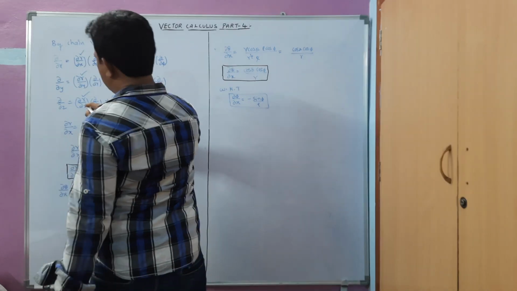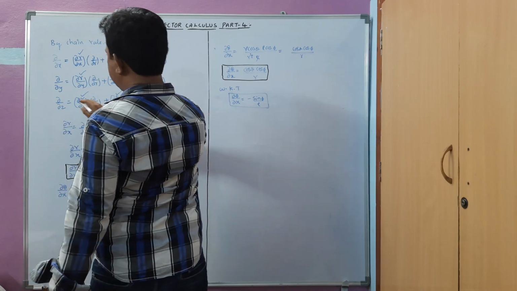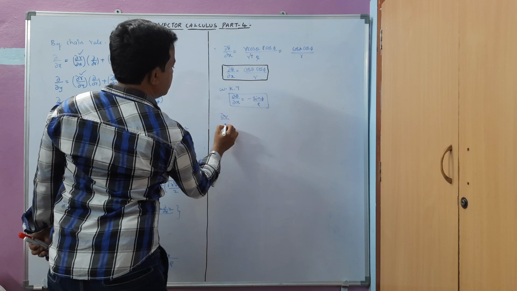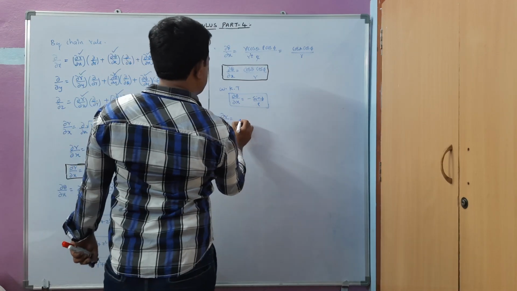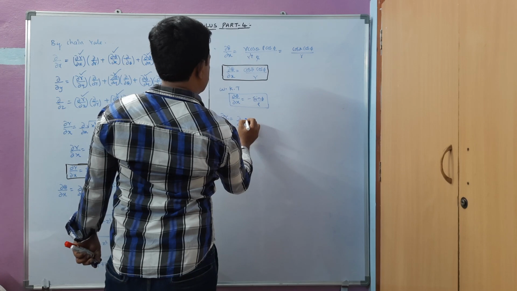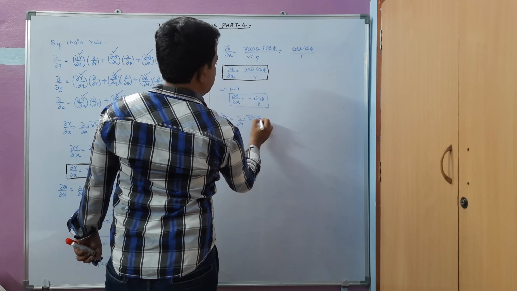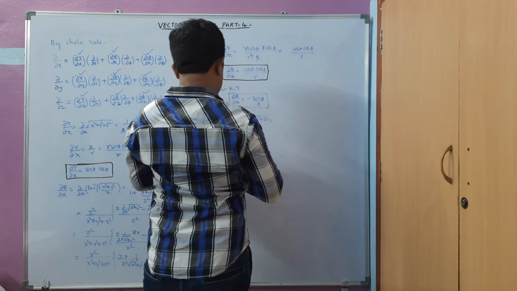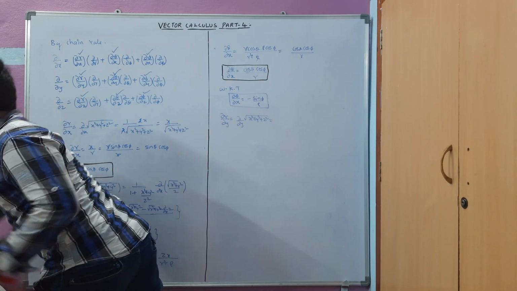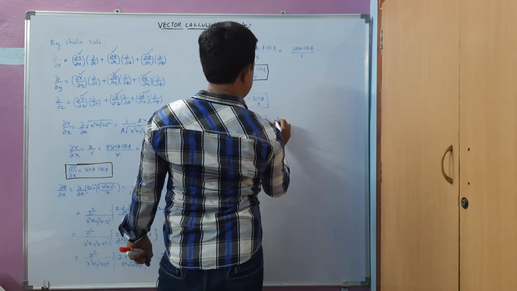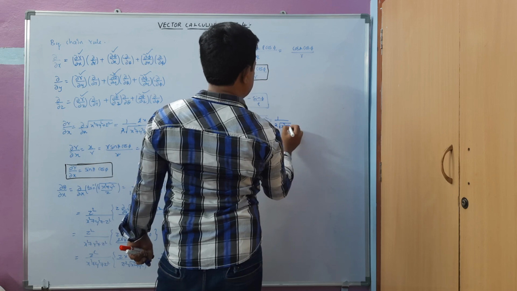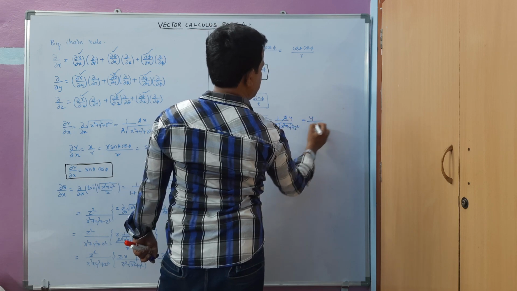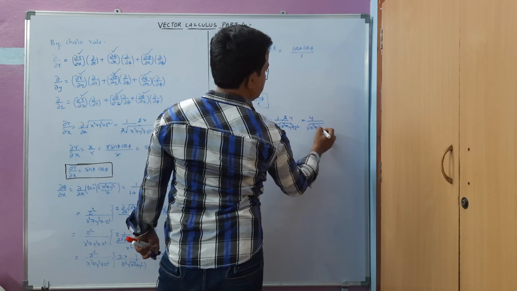Now I have to derive ∂r/∂y. So r means ∂/∂y of square root of x square plus y square plus z square, that is 1 by 2 root of x square plus y square plus z square into 2y. So I get y by square root of x square plus y square plus z square.